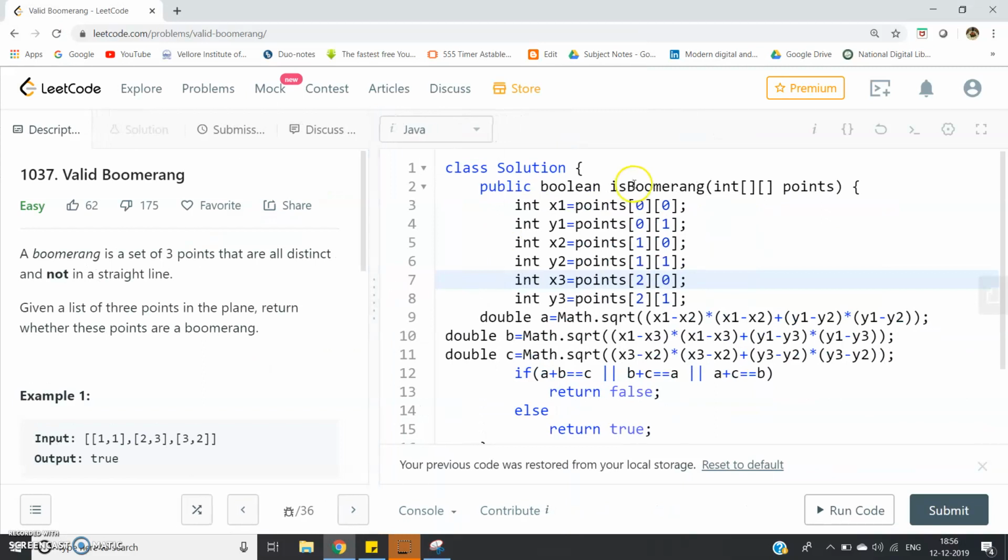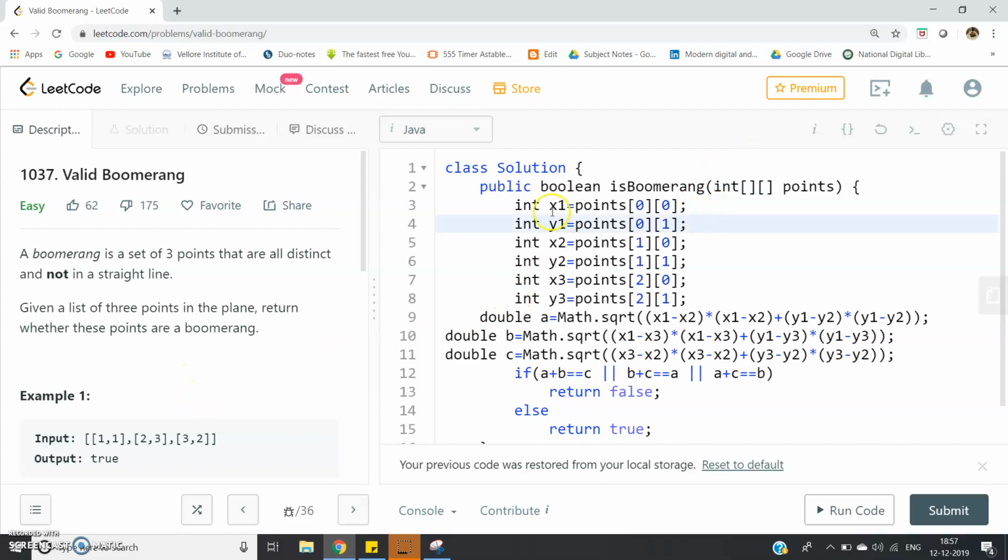See, very simple code. Class Solution, Solution is our class name. Public boolean isBoomerang. isBoomerang is our function name, and boolean is the return type. If the points are not on the same straight line, then we are going to return true, otherwise false. We are passing an int matrix, points, and the matrix will no doubt consist of three rows and two columns.